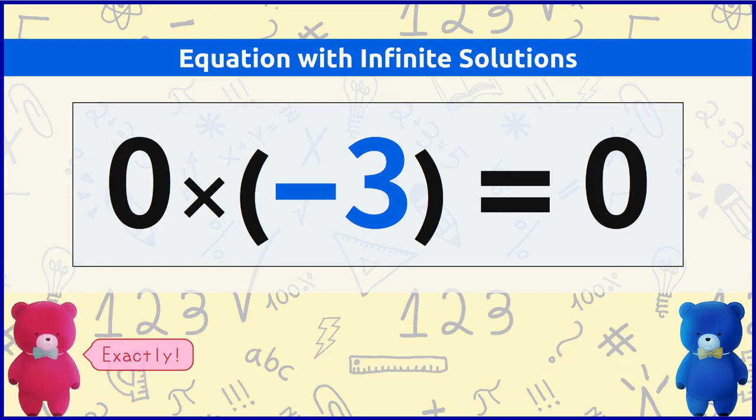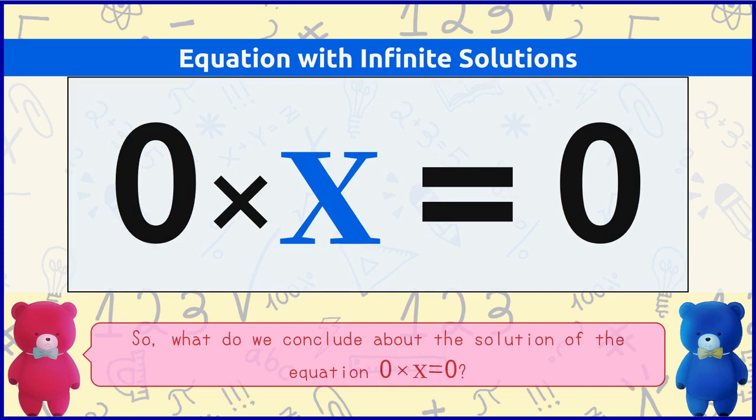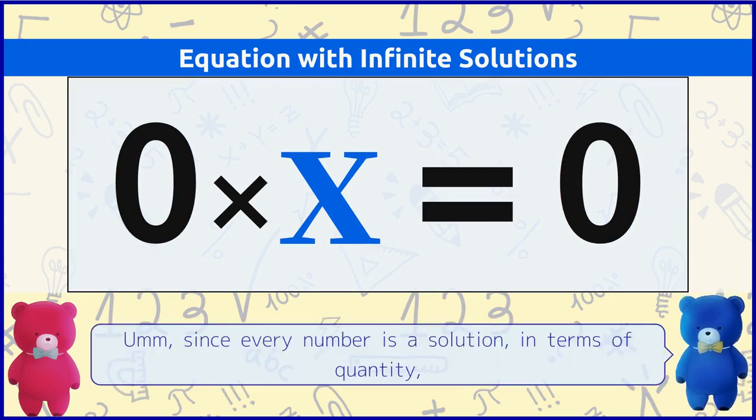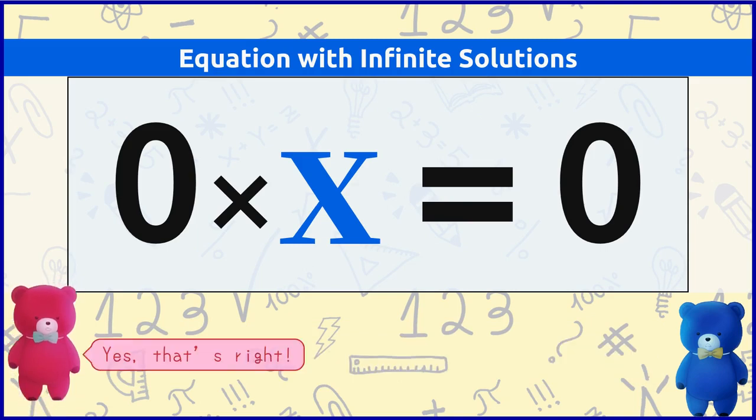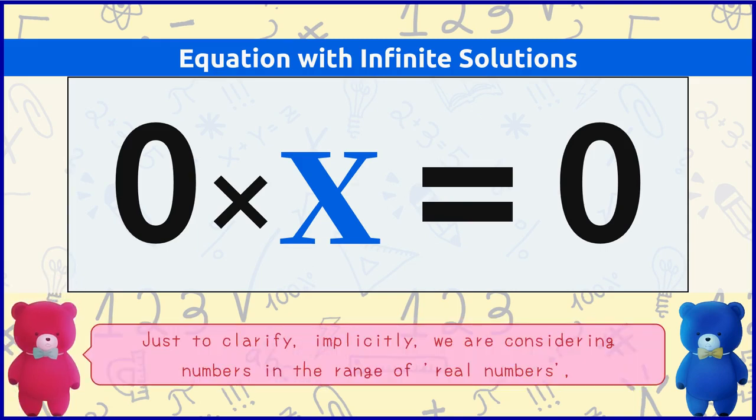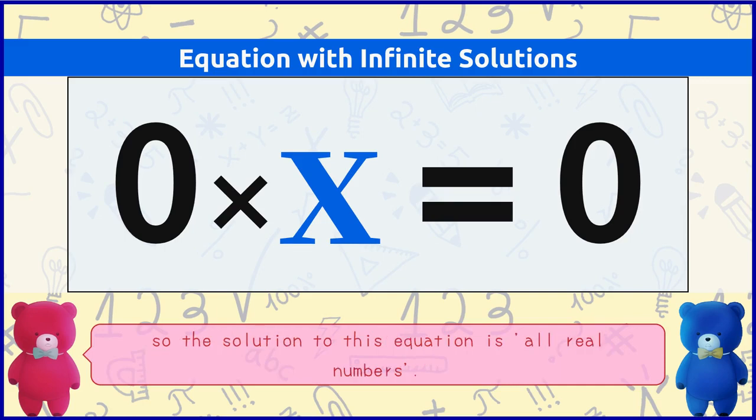Exactly. So, what do we conclude about the solution of the equation 0 times x equals 0? Since every number is a solution in terms of quantity, does it mean there are infinitely many solutions? Yes, that's right. Just to clarify, implicitly we are considering numbers in the range of real numbers. So the solution to this equation is all real numbers.